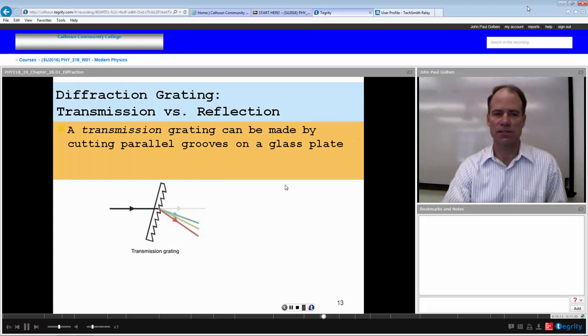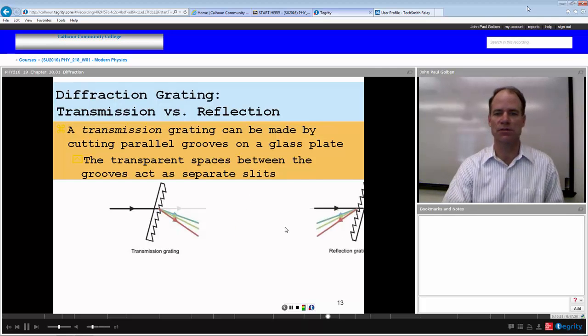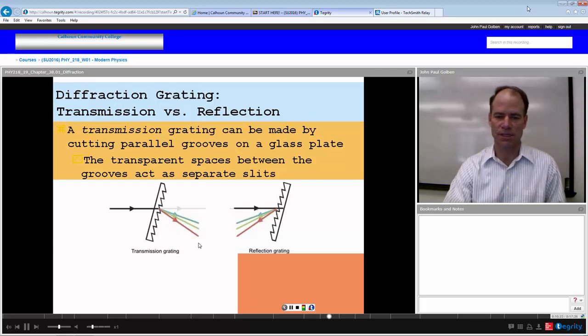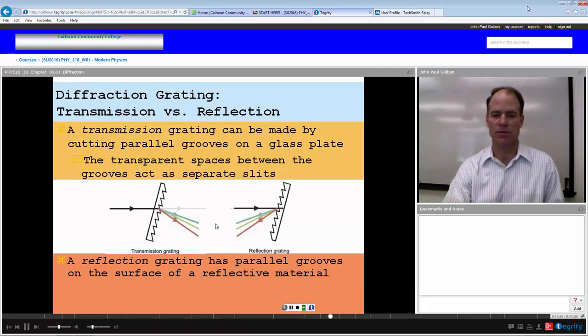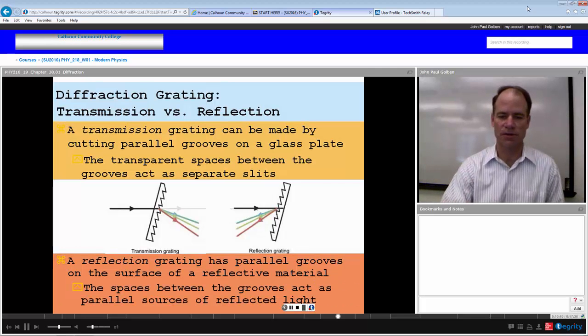Here's a diffraction grating. A transmission grating can be made by cutting parallel grooves in glass. The transparent spaces between the grooves will act as separate slits. We can also do that with a reflection grating. It has parallel grooves cut into the surface of a reflective metal, and then successive reflections will interfere. If you change the angle, that will also change the type of interference that you will get.